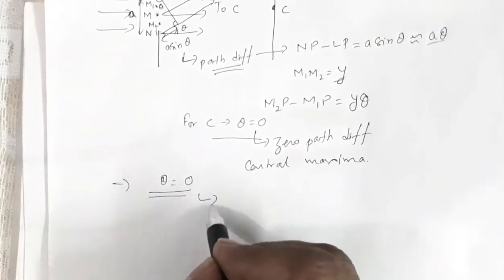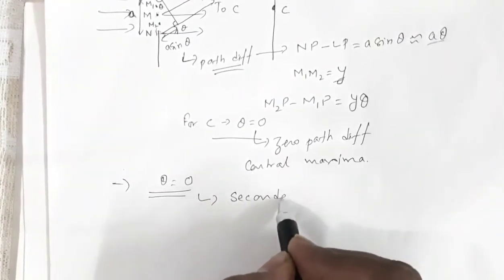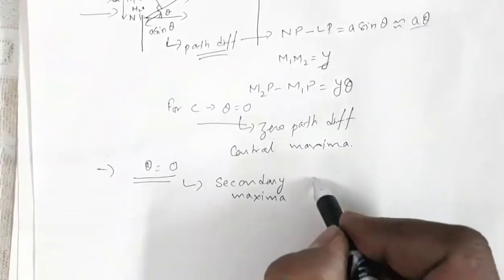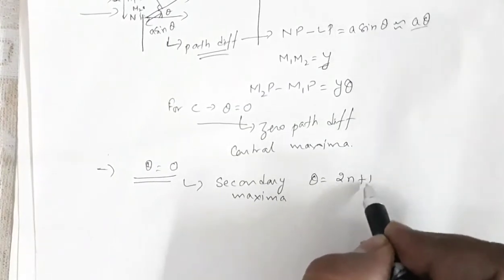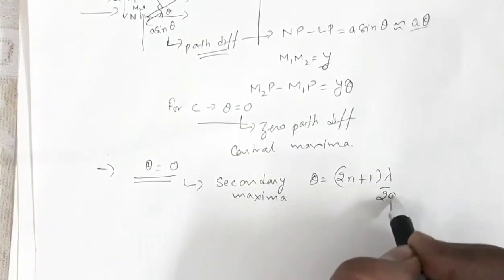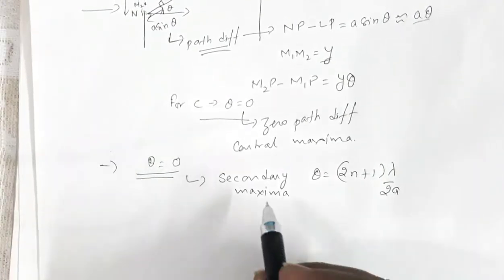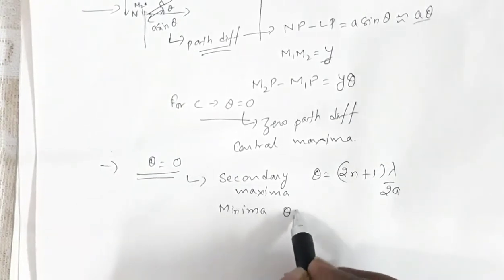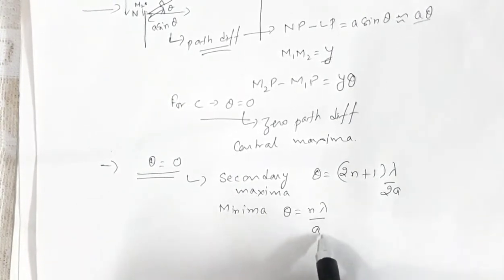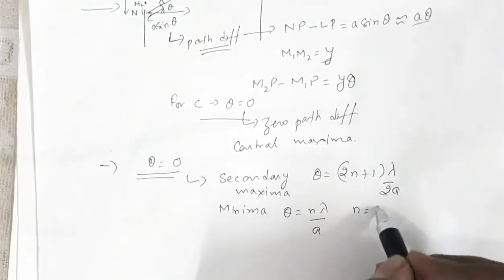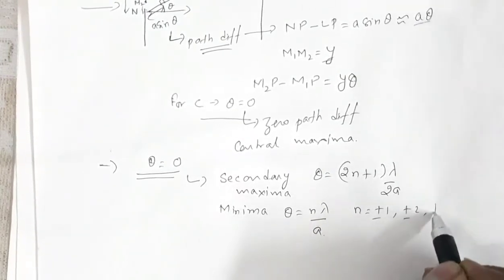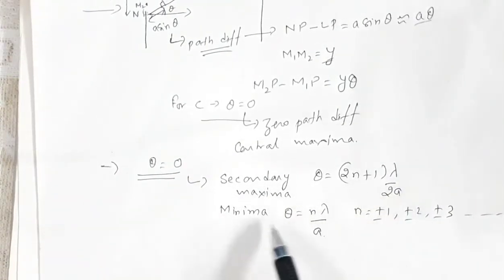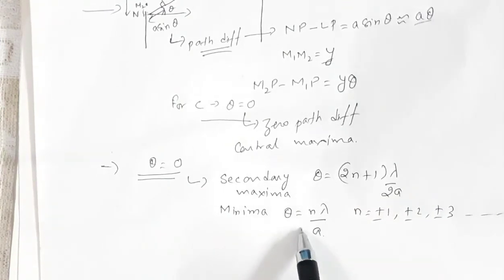Okay, now other secondary maxima are obtained at theta is equal to (2n+1) lambda by 2a. And minima are obtained at theta is equal to n lambda by a, where in this case n is equal to plus minus 1, plus minus 2, plus minus 3, and so on. So this is the condition for secondary maxima, this is the condition for secondary minima.